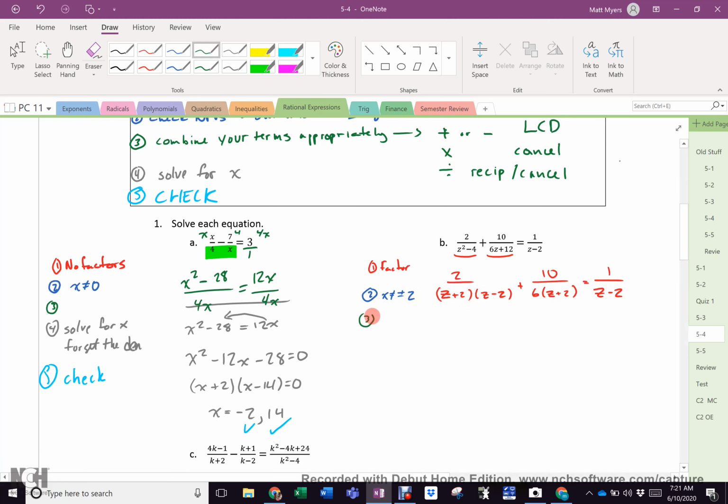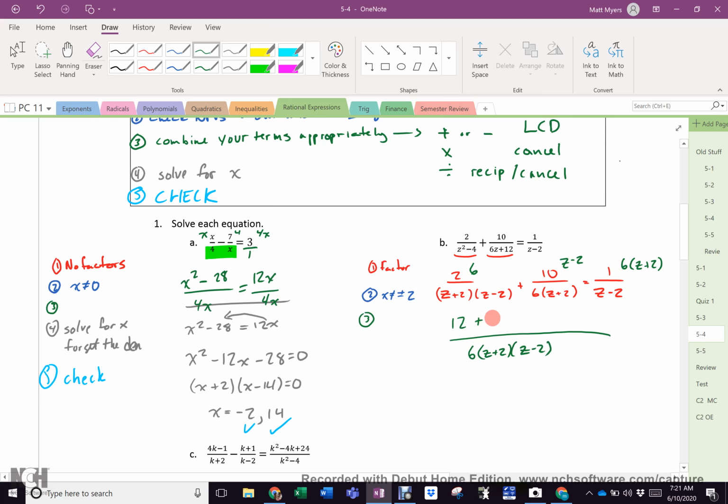So number 3, combine your terms appropriately. This is adding, so I better get a common denominator. What is my common denominator? 6, z plus 2, z minus 2. What does this guy have? He's got the z plus 2, the z minus 2. He's missing 6. This guy is missing z minus 2. And this guy is missing a 6 and z plus 2. So then you sort it out.